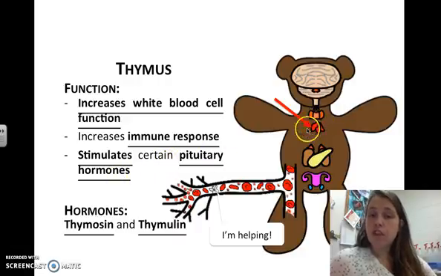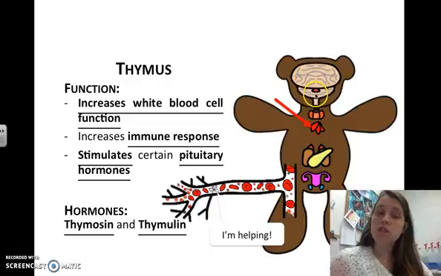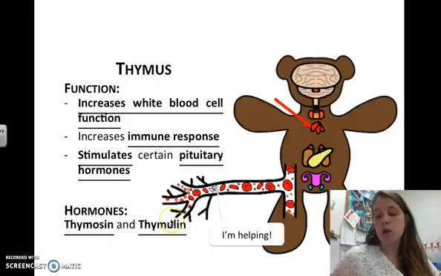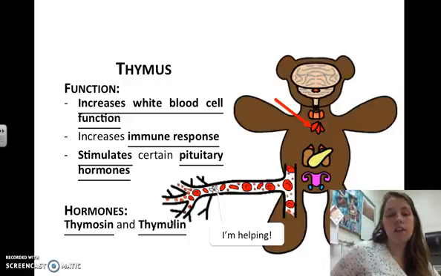So if the thymus needs something, it's going to tell the pituitary to tell somebody else that it needs something. The big hormones that the thymus works on are thymosin and thymulin. Okay, thymosin and thymulin.